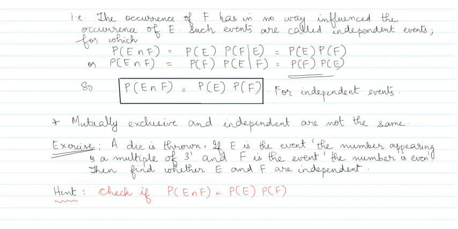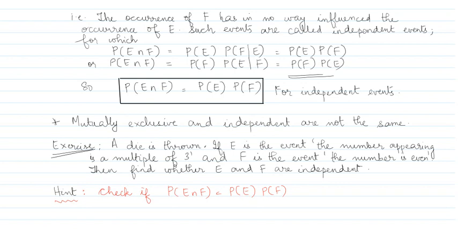So these words may seem the same, but they are not the same. Okay, mutually exclusive is something else, independent is something else. So if you are to check the independence of events, all you need to see is whether your P of E intersection F is P of E times P of F.